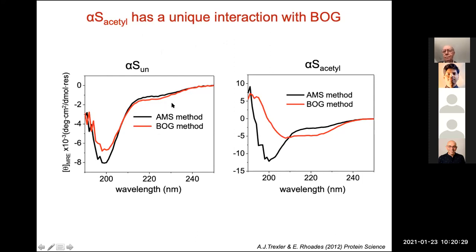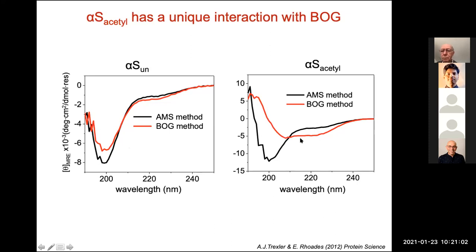The first one was ammonium sulfate precipitation, which is a standard method for alpha-synuclein purification. The other was a milder protocol, which we called our BOG method, because it used the detergent beta-octylglucoside and glucose. And what you'll see is if we took the unmodified protein, purified it and ran CD on it, you get a spectrum that looks more or less like an unstructured protein, with that negative peak down below 200. But if we took the acetylated protein and purified it by the same two approaches, we see that the protein purified by BOG looks quite different.